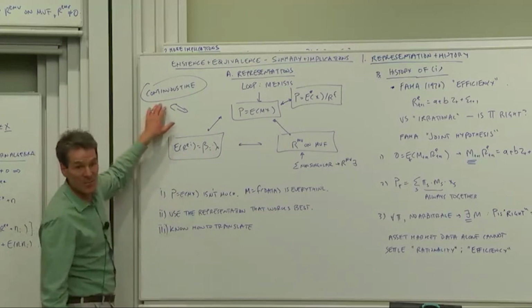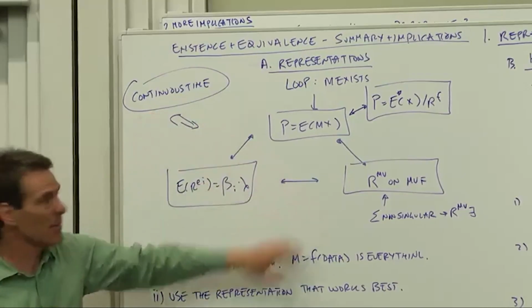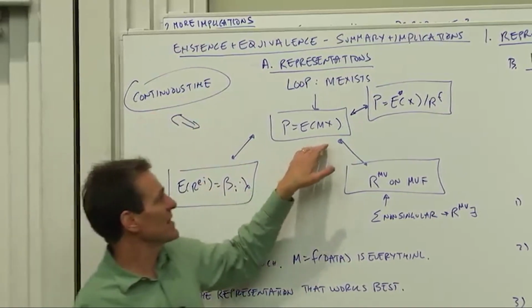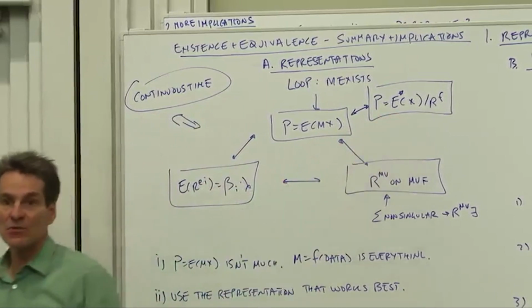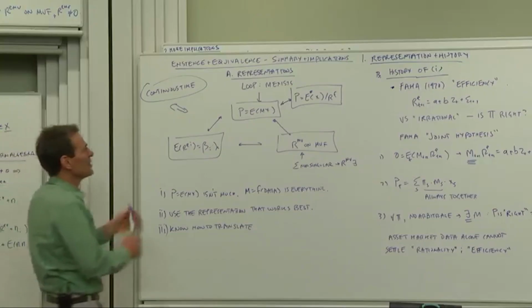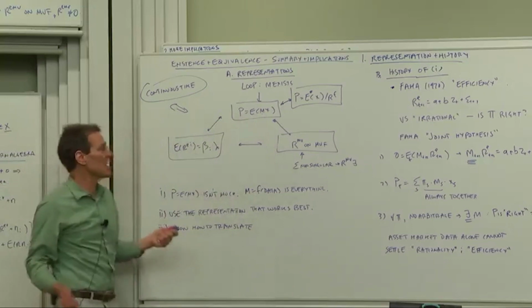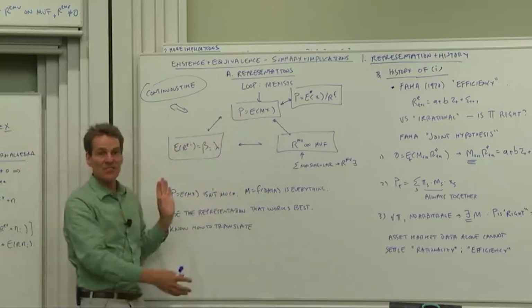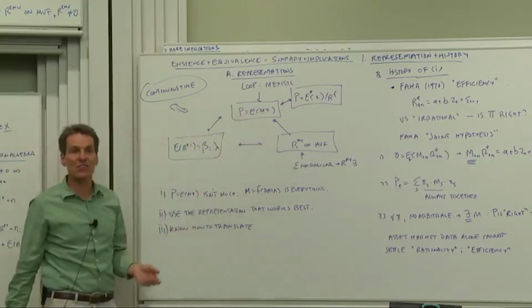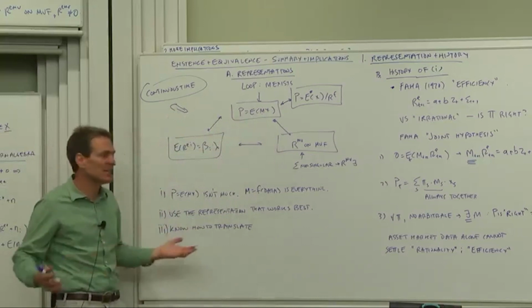We've looked at continuous time representations or discrete time representations, and we translated discounted payoff into a set of risk-neutral probabilities. And you've learned how to go from each of these to the others. Given any of these representations, you know how to construct one of the other representations. You understand they're completely equivalent.